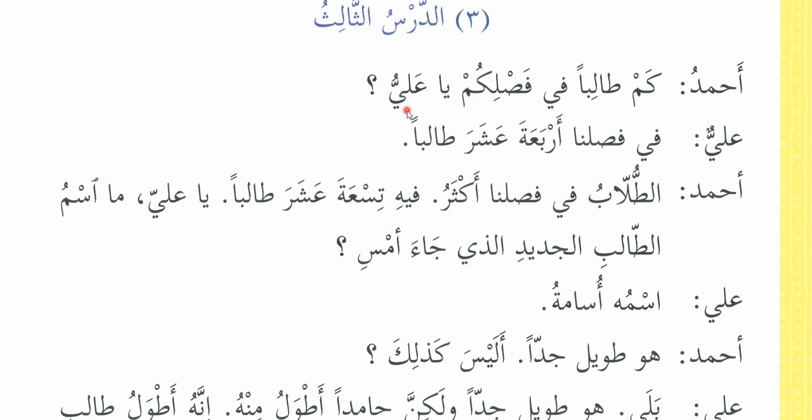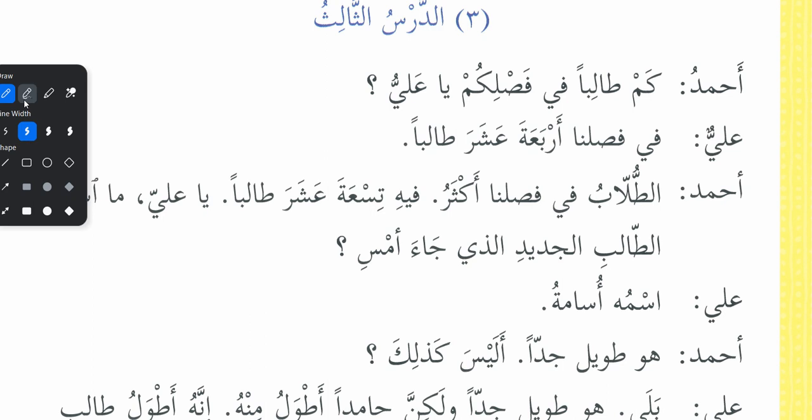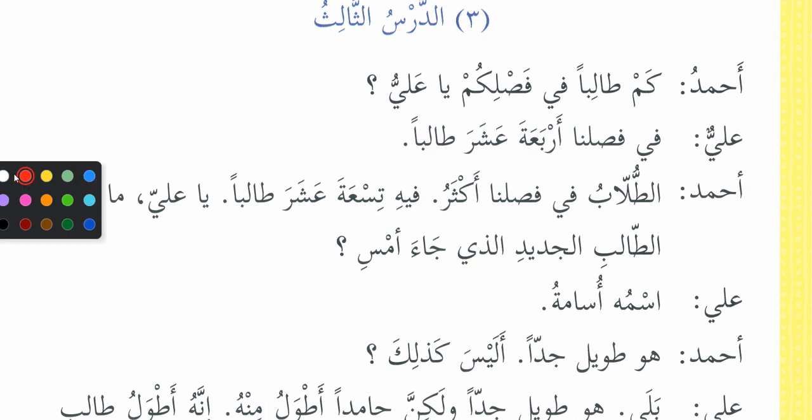Now check the sentence here. Fi faslina. What kind of sentence is this? This is shibh jumla. Arba'ata ashara taliban. So now can you check the structure of the number? Arba'a. What number is this? After the 13. So remember, from 13 to 19, the rules, it will be opposite in gender. What is the gender here? Of the tamiz. Remember, first check the gender of the tamiz.